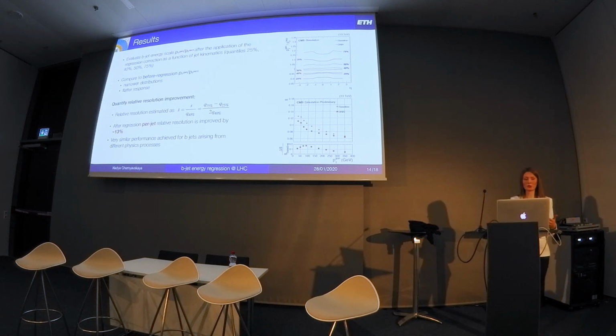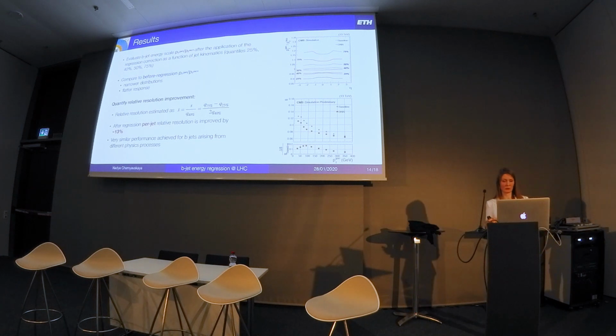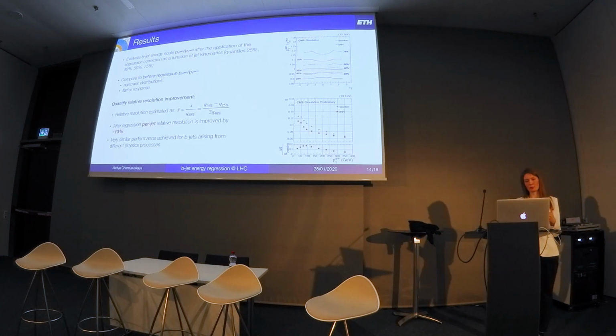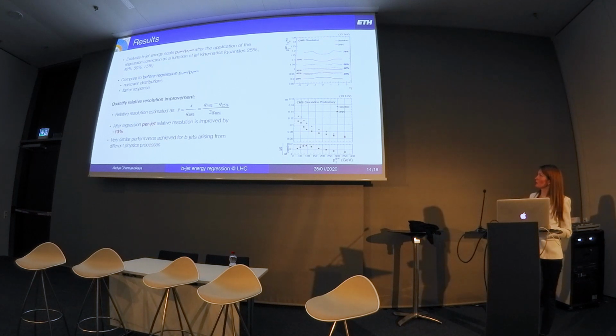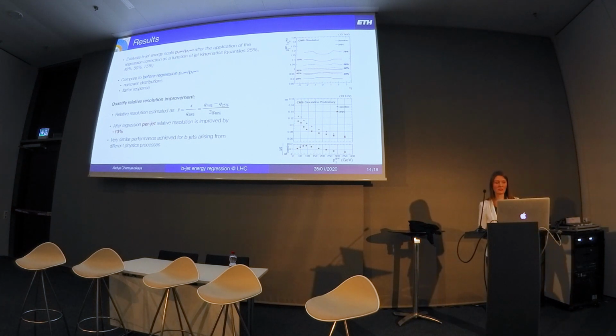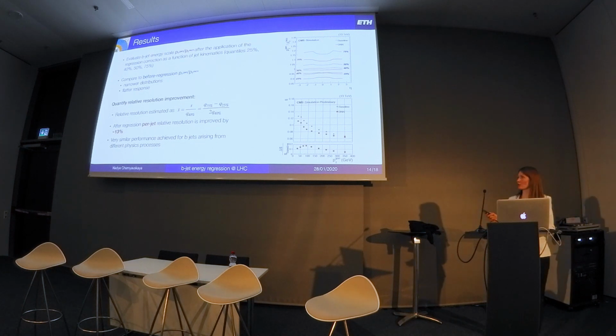To quantify it, we want to compare the relative resolution, which is the resolution normalized to the most probable value of your distribution. Here we look at the relative resolution before and after regression, in red, as a function of the jet momentum. We see that inclusively the resolution is improved by about 13%, and then it depends a bit on the phase space. We get very similar performance for B-jets from different physics processes, which, of course, is what we want to see.